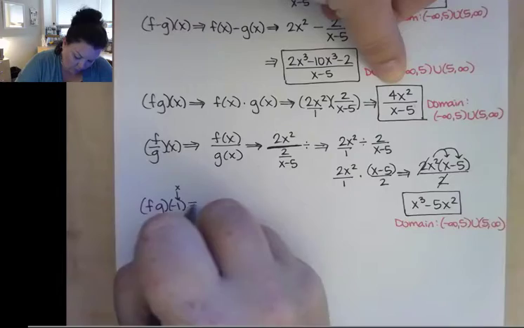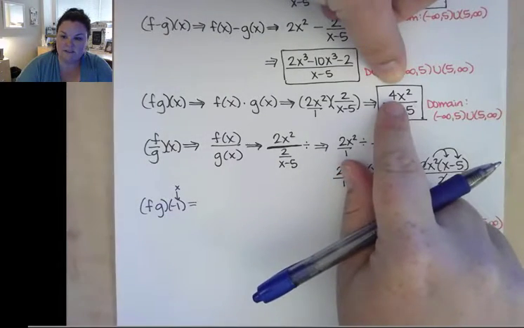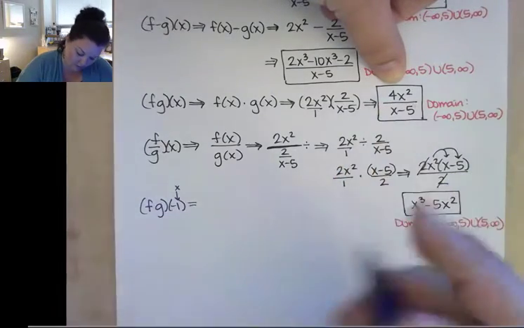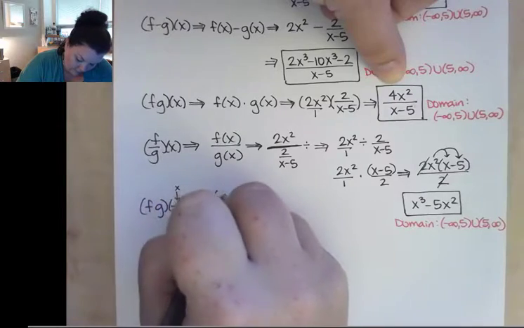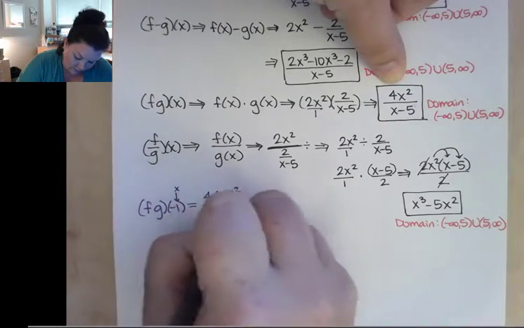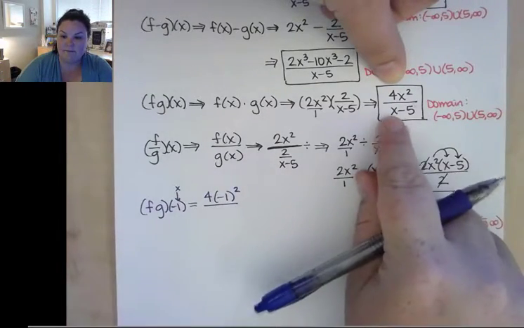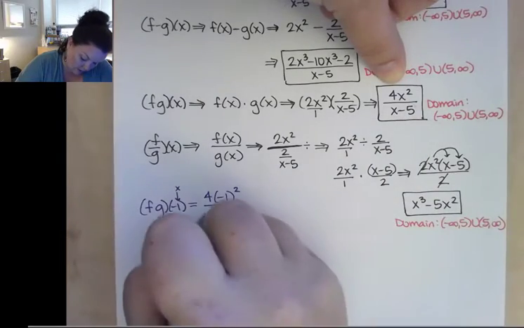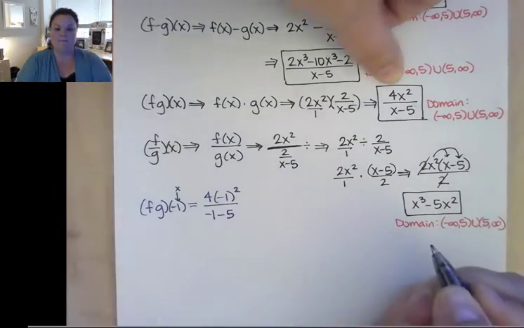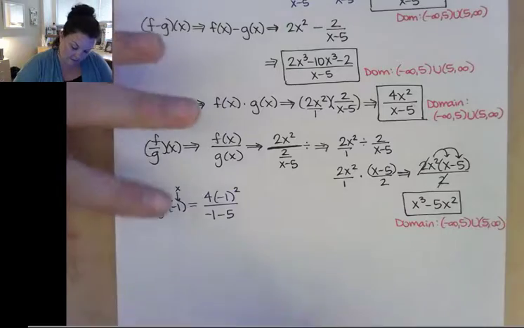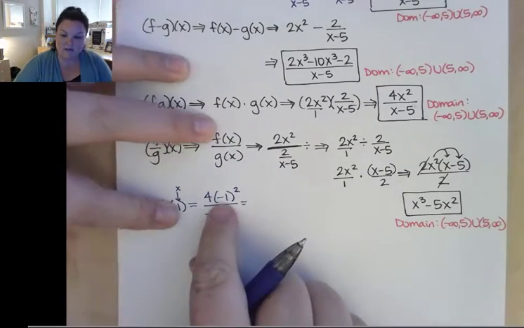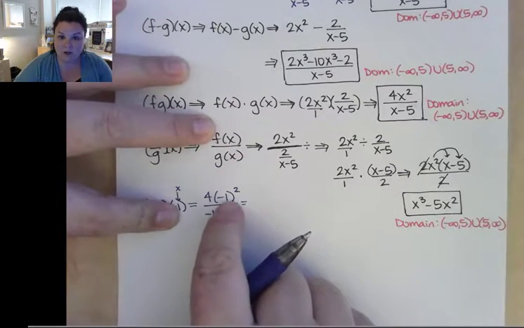Okay? So when I plug it in, my function says to do 4 times my input squared. So 4 times -1 squared over my input minus 5. So -1 minus 5. And then I just simplify. Okay? -1 squared becomes +1.